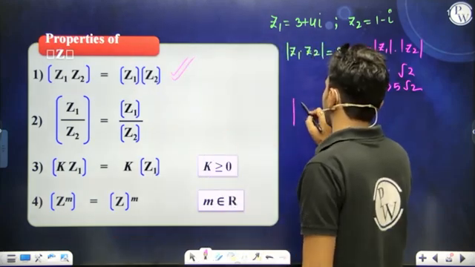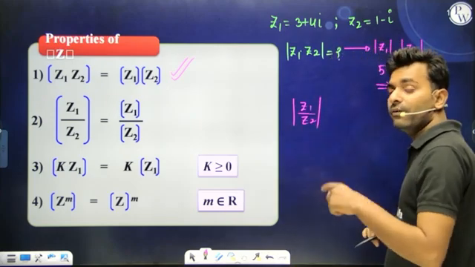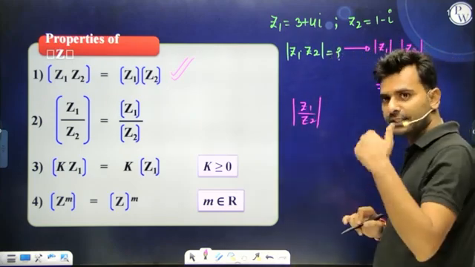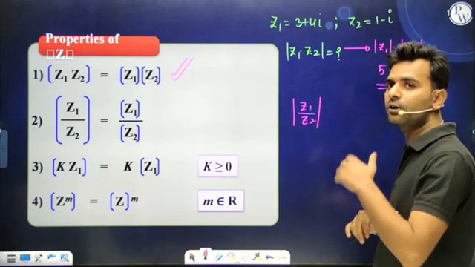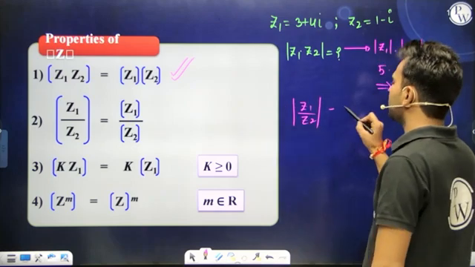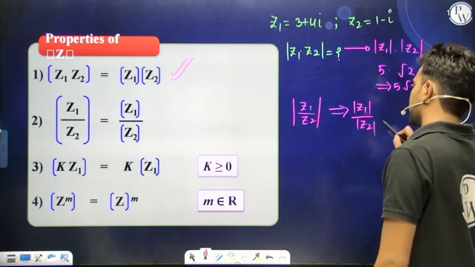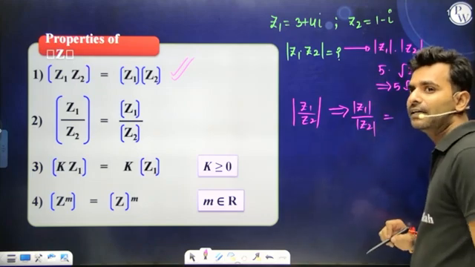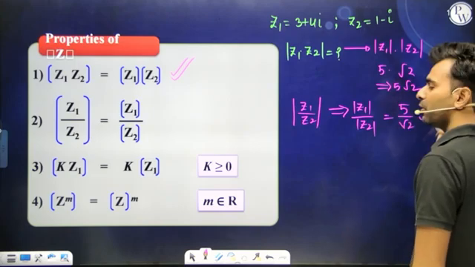Similarly, if I want to find out this, one way is to find the modulus of z1 by z2. One way is first finding out z1 by z2, and once you have got the complex number z1 by z2, then you find out its modulus. That is going to take a lot of time. So rather we will use this property, that the modulus can be split in division. So we will write this as 5 by root 2. So this is our modulus, right?